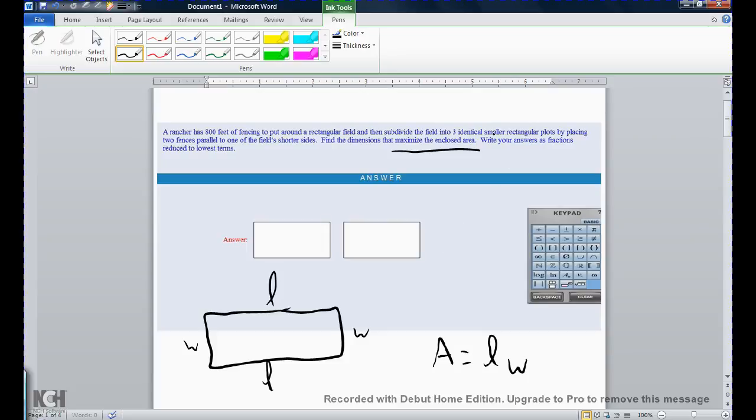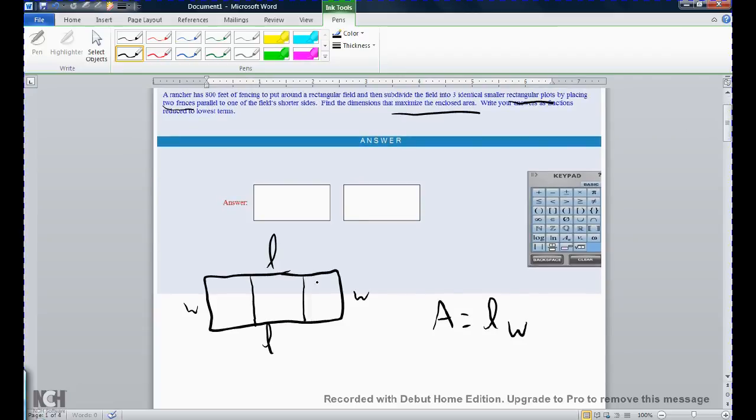But we're told that we're going to subdivide it into three smaller rectangles by placing two fences parallel to the width. So we're going to subdivide it, two fences. And notice we have three rectangles that we're going to say are equal. What that means is, instead of having 2 W's, we now have 4 W's, which means that the formula for perimeter is no longer 2L plus 2W, it's 2L plus 4W, because we have 4 widths.